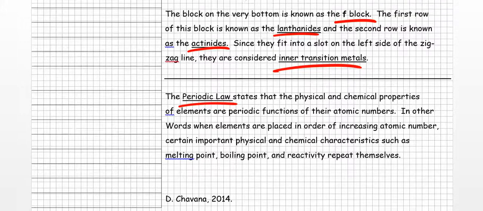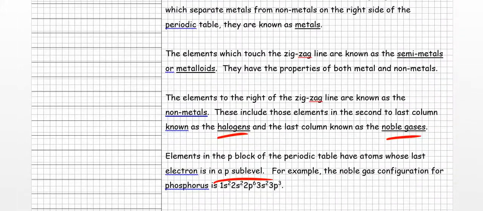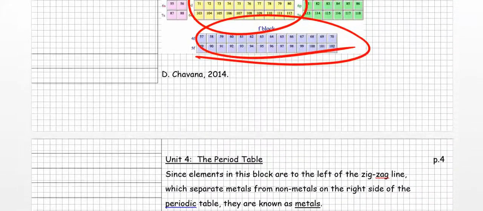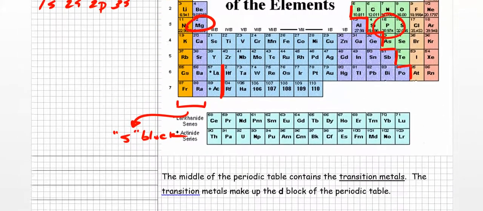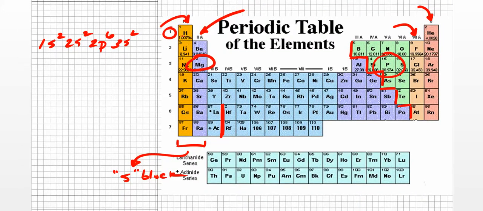So the periodic law says that if we look at the periodic table and we understand that it is arranged in order of increasing atomic number, right? So we're going to go from 1 to 2 to 3 to 4 and so forth, the physical and chemical properties of elements repeat themselves. The periodic law says, for example, that all elements in this first column have similar physical and chemical characteristics. All elements in the second column have similar physical and chemical characteristics, and so on, right?